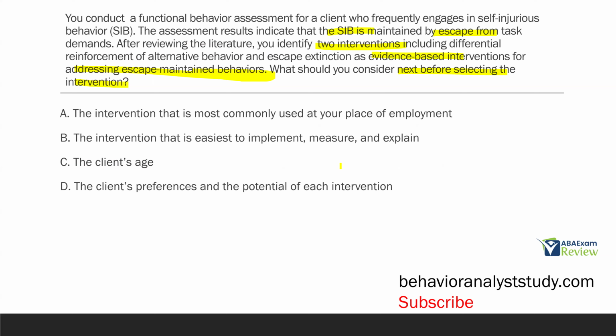If you've got 2 identical interventions that are both going to be successful, then you have to consider the client's preferences. We always consider the client's preferences, but giving them that choice is huge. So you've got 2 interventions. You've done the research, you've done the assessments. Now we get with the client, see what they think, and then we assess each intervention, think about the potential. What's going to be best for the client? What's going to motivate them? What's going to get them engaged? And then what's going to make us the most successful?